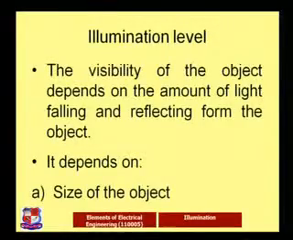Now if the size of the object is more, then we require less amount of energy to see it. Means if the light falling onto that object is less, still we are able to see it, but if the things are very small, we require a high amount of illumination, then we are able to see it. So if size is more, less illumination is required, but if the size of the object is small, we have to have more energy thrown onto it, so we are able to see it properly.